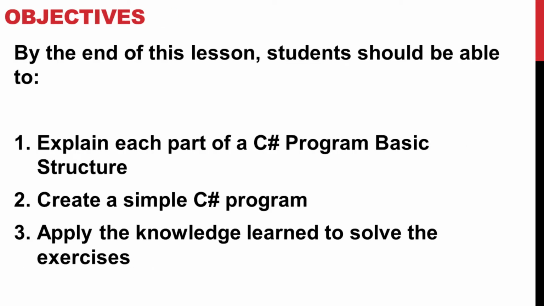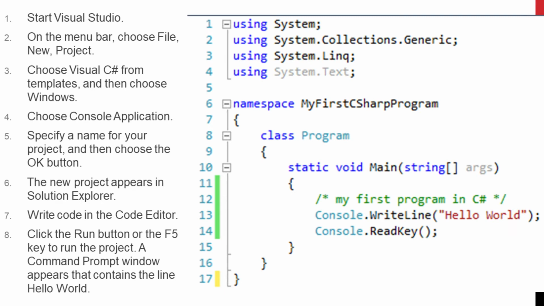By the end of this lesson, students should be able to: 1. Explain each part of a C# program basic structure. 2. Create a simple C# program. 3. Apply the knowledge learned to solve the exercises. Follow the instructions and encode the source code presented in this slide.